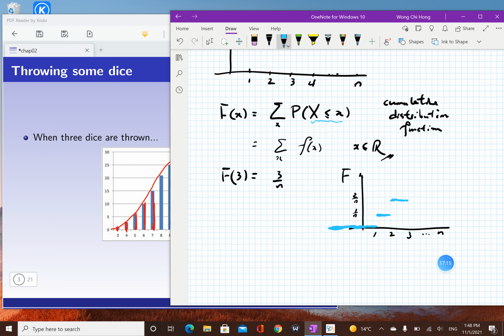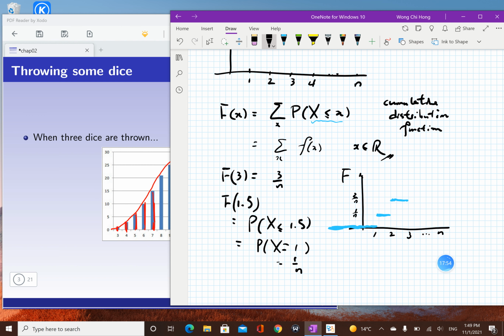But if you put x equal to 1.5, for instance, F of 1.5 means what? Probability of X less than or equal to 1.5. What does that mean? X equal to 1 only, because there's nothing in between 1 and 2. You can only take x equal to 1 or x equal to 2, x equal to 3. So this is all you're going to have, x equal to 1, and therefore it's just 1 over n.